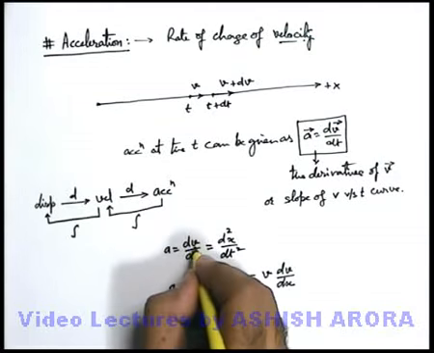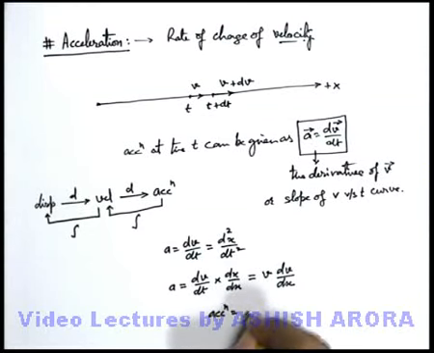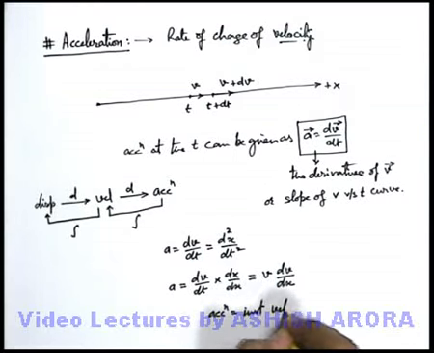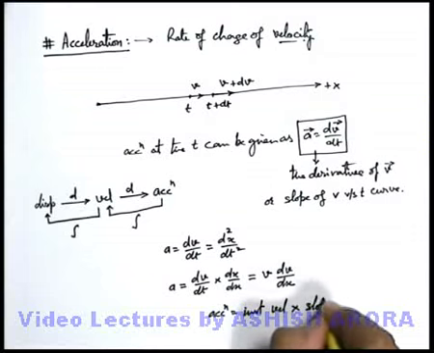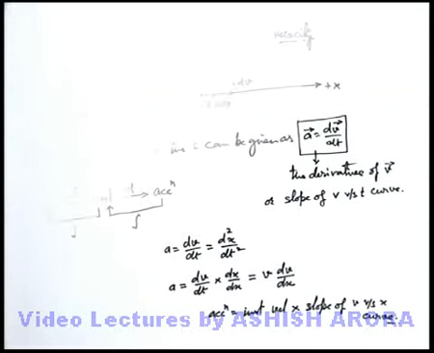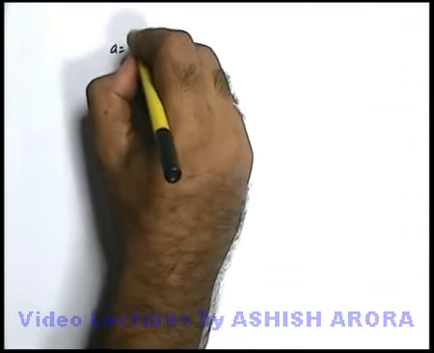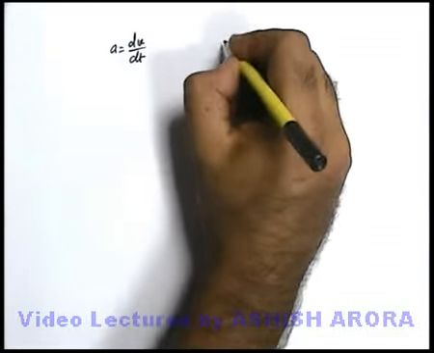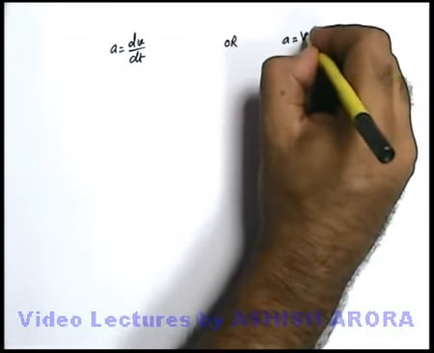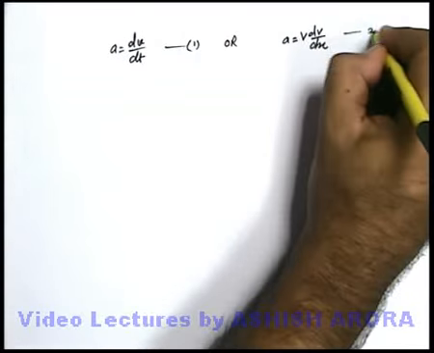Here acceleration is the slope of the velocity-time curve. Here you can write acceleration as instantaneous velocity multiplied by the slope of the velocity versus displacement curve. This is another way of finding the acceleration. As we have seen, acceleration can be given as dv by dt, or it can also be written as v dv by dx. Say this is equation 1, this is equation 2.